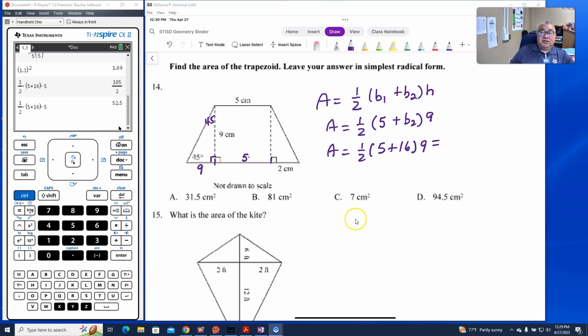And what I just did is I made a mistake, and I'm glad that I picked it up. I had put 5 originally, but it's actually 9. That could happen on the test, so you need to make sure that you check your work. So you have 5 plus 16 times 9. So it's 94.5. And it's going to be 94.5 square centimeters, okay?